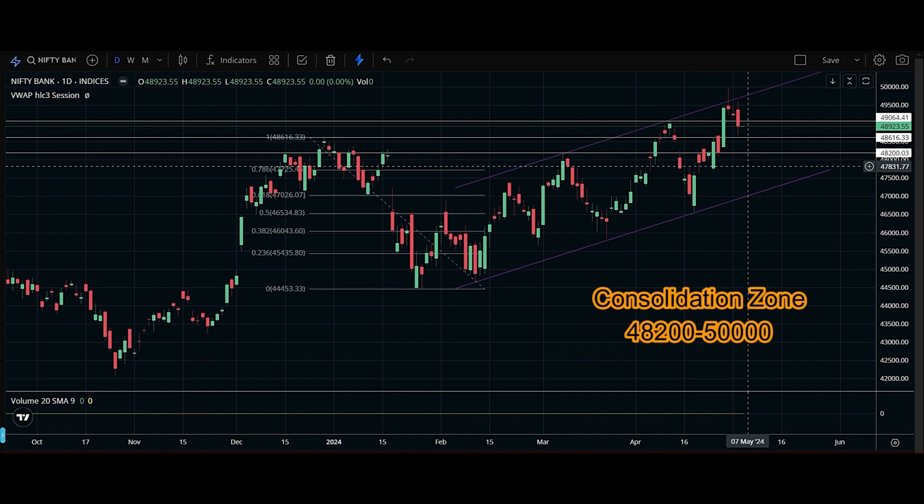So in Bank Nifty we have a consolidation zone of 48,200 up to 50,000. Okay, so we have a big range in Nifty and Bank Nifty itself. Again, it is not advised to accumulate or average out at this zone in Bank Nifty. Just make sure to let the dust get settled, and then we will jump in.